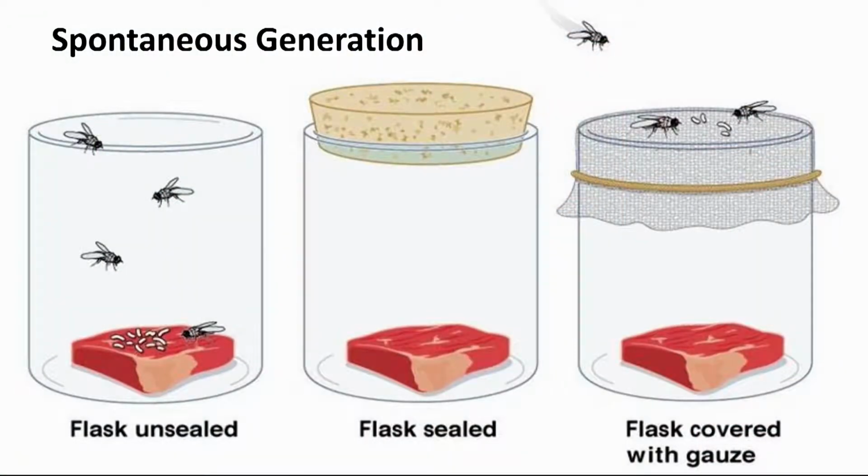So he got 3 flasks. The first flask was unsealed. He put a chunk of meat in there, and of course what he found was that the flies were coming and laying eggs and maggots and so on. The second flask was completely sealed, with a piece of meat on the inside, but there was nothing on top, nothing inside. And then he used a flask that was covered with gauze, or cheesecloth actually, and the flies couldn't get down inside. They were getting to the scent of it, and they were reproducing up there. So what did this prove? This proved that life cannot arise from non-life.